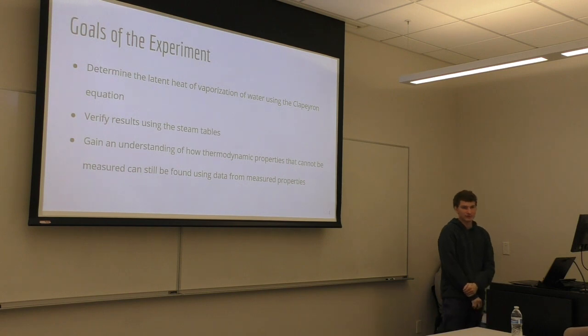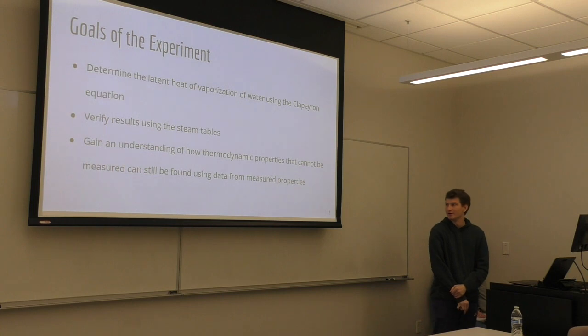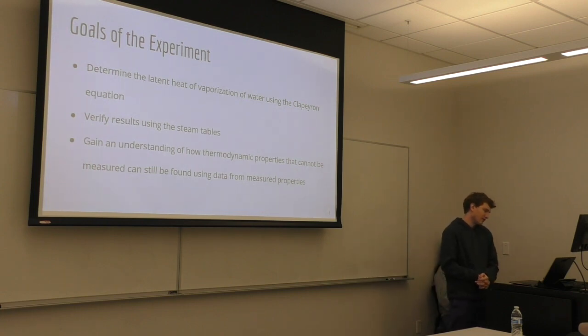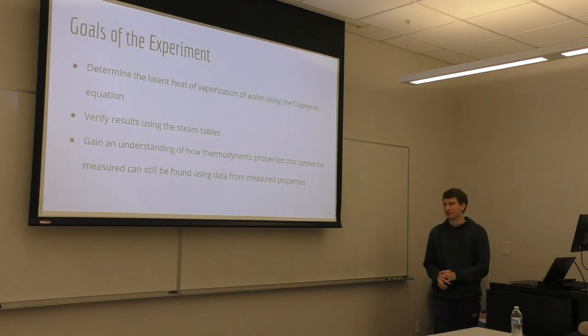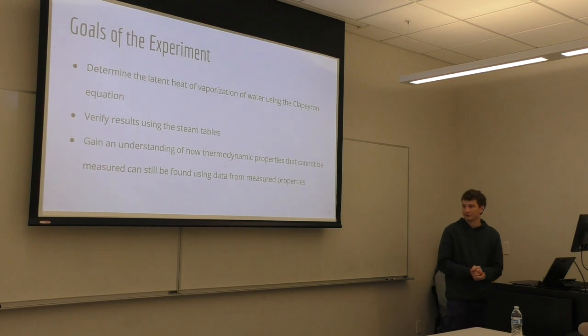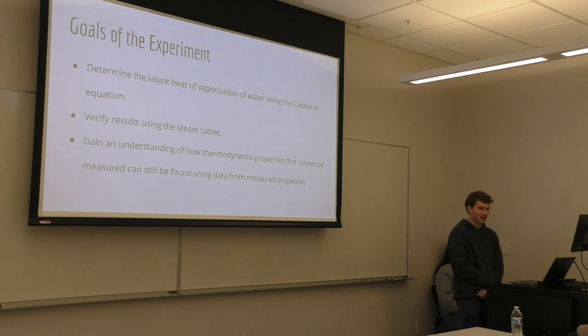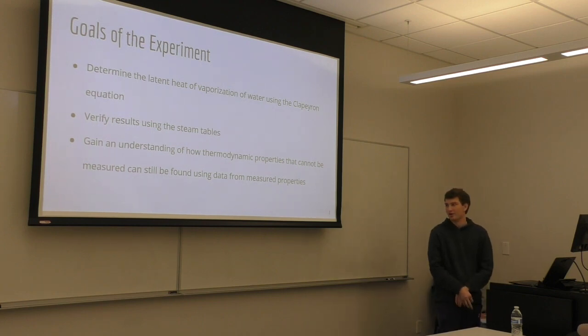So some goals for the experiment. The experiment is heavily emphasized on thermodynamics, so we want to determine the latent heat of vaporization using the Clapeyron equation, and then verify our results using the steam tables. Also, we want to gain an understanding of how thermodynamic properties that cannot be measured can still be found using measured properties, which is a big aspect that we see in thermodynamics.